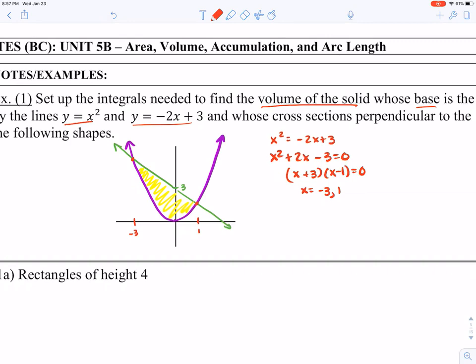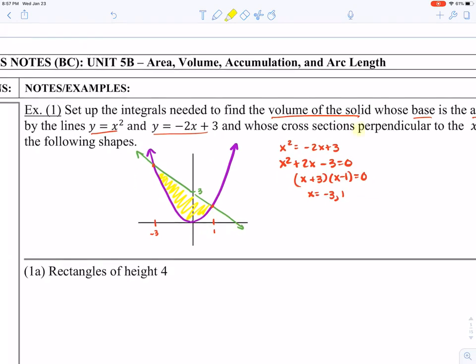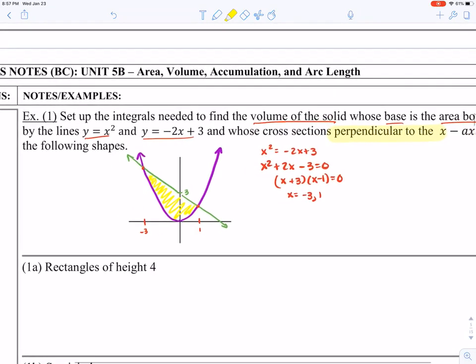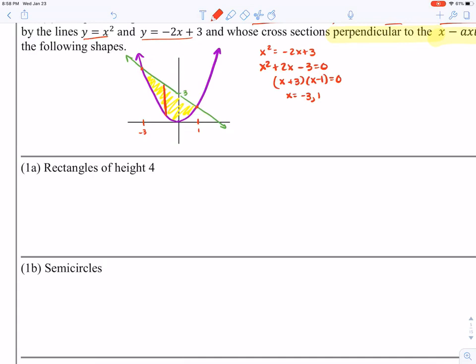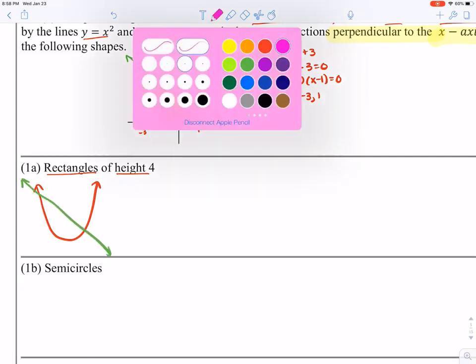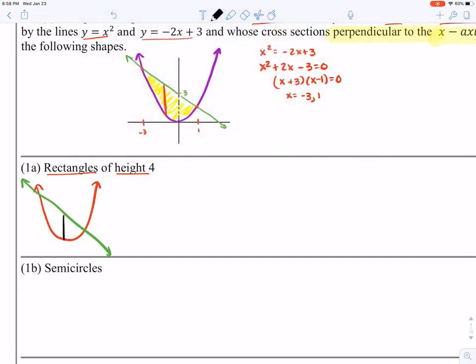But, okay, so all of these cross sections, notice in the problem it says we're going to set up these cross sections perpendicular to the x-axis. Now what that means is that all of these cross sections are going to be oriented up and down, perpendicular to x. So our first cross section is going to be a rectangle of height 4. So in your brain, I want you to visualize that here's my region, and here is my tiny slice. There's going to be a rectangle sticking up off of the page. That's a terrible job. I can do better.